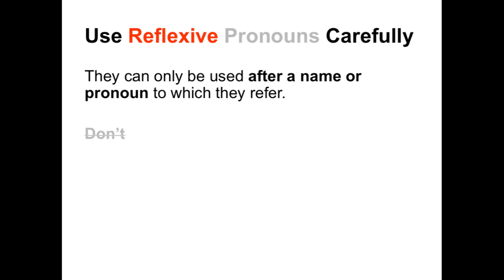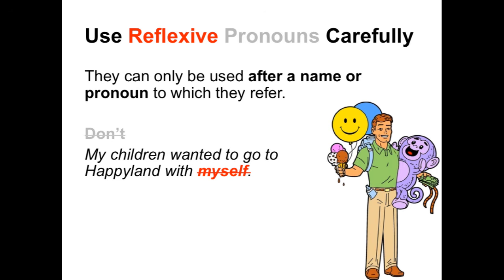Don't use reflexive pronouns like this. My children wanted to go to Happy Land with myself. The subject of the sentence here is children. Myself does not refer to children. It refers to the speaker. Therefore, myself is being used incorrectly. The speaker should be saying, my children wanted to go to Happy Land with me.